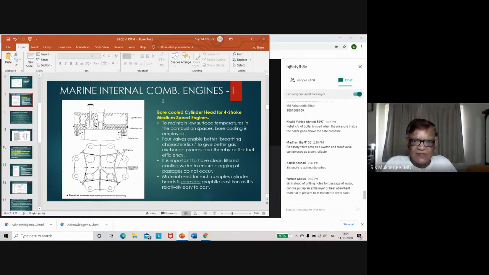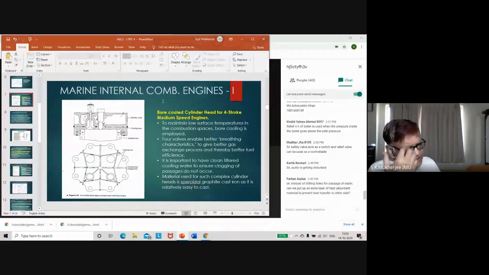Next is, four valves are utilized for better breathing characteristics. Just now I explained to you how well it can breathe depends on how big your opening passage is. That means the air coming in and going out. Now, instead of having one, we have got two for coming in and two for going out. So, four valves enable better breathing characteristics, give better gas exchange process, and thereby better fuel efficiency. That means your engines will run better if you can fill it up with more air and take out the burnt air after combustion as quickly as possible. So that will ultimately give you a better performance of the engine and better fuel efficiency.